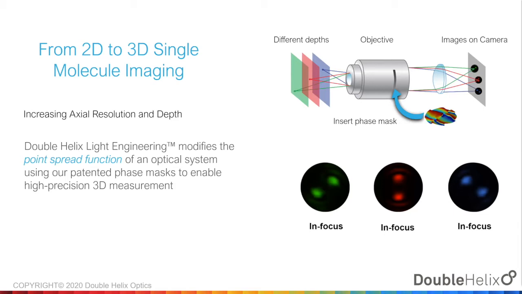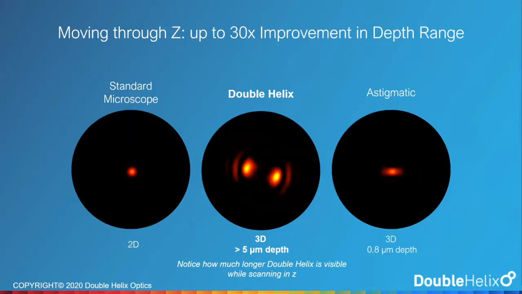Here is another view of looking at the same example. On the left, we have the standard microscope, in the middle, the double helix PSF, and on the right, astigmatic. And this is what the image of the molecule would look like as it moves in and out of focus. And in this example, it's easy to see how long the double helix PSF stays in focus compared to standard and the astigmatic PSF.